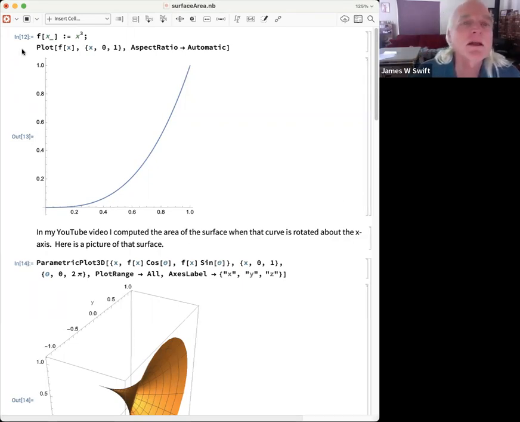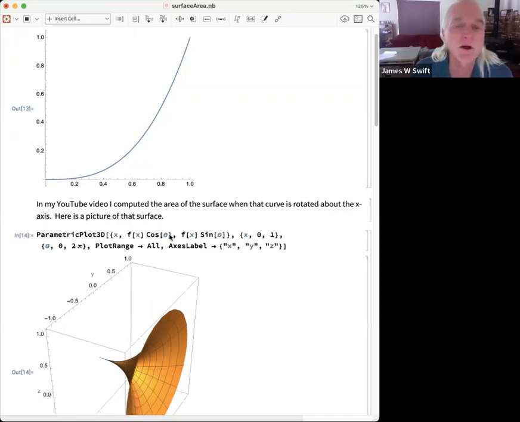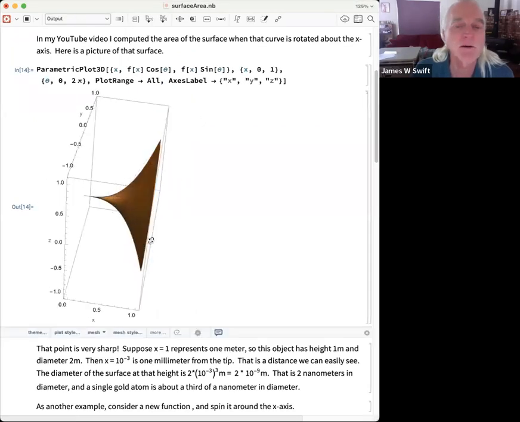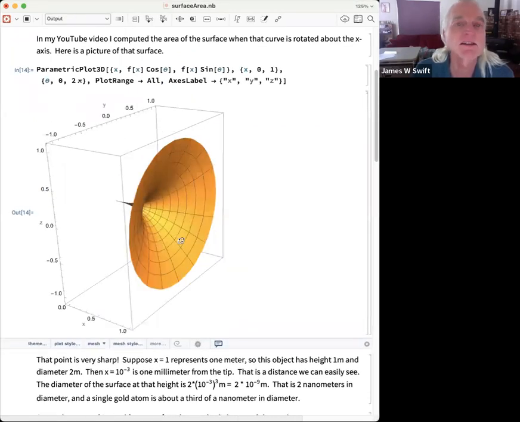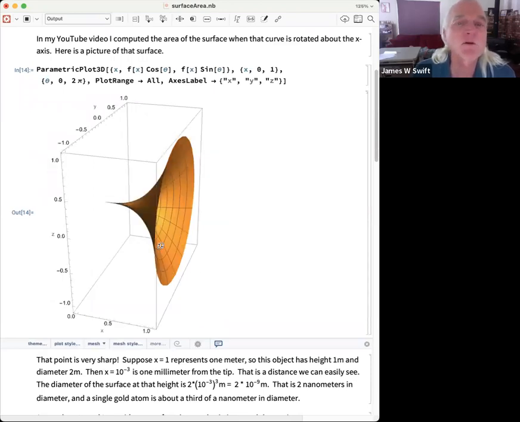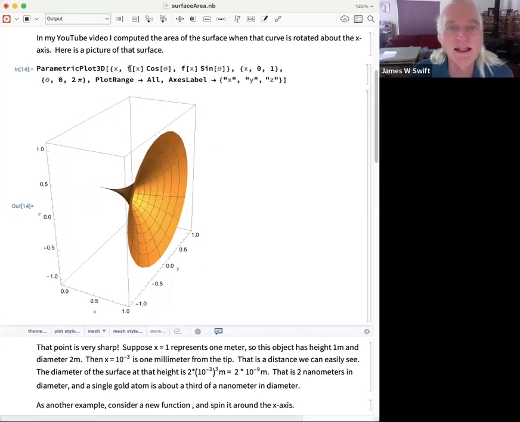So yesterday, I talked about computing the surface area of the surface you get if you rotate y equals x cubed about the x-axis. And here's a picture of y equals x cubed. And here's a picture of what you get when you rotate it about the x-axis. I used a parametric plot. X is x, y is f of x cos theta, and z is f of x sine theta. And I let x go from 0 to 1, and theta goes from 0 to 2 pi. That sweeps out the circle.